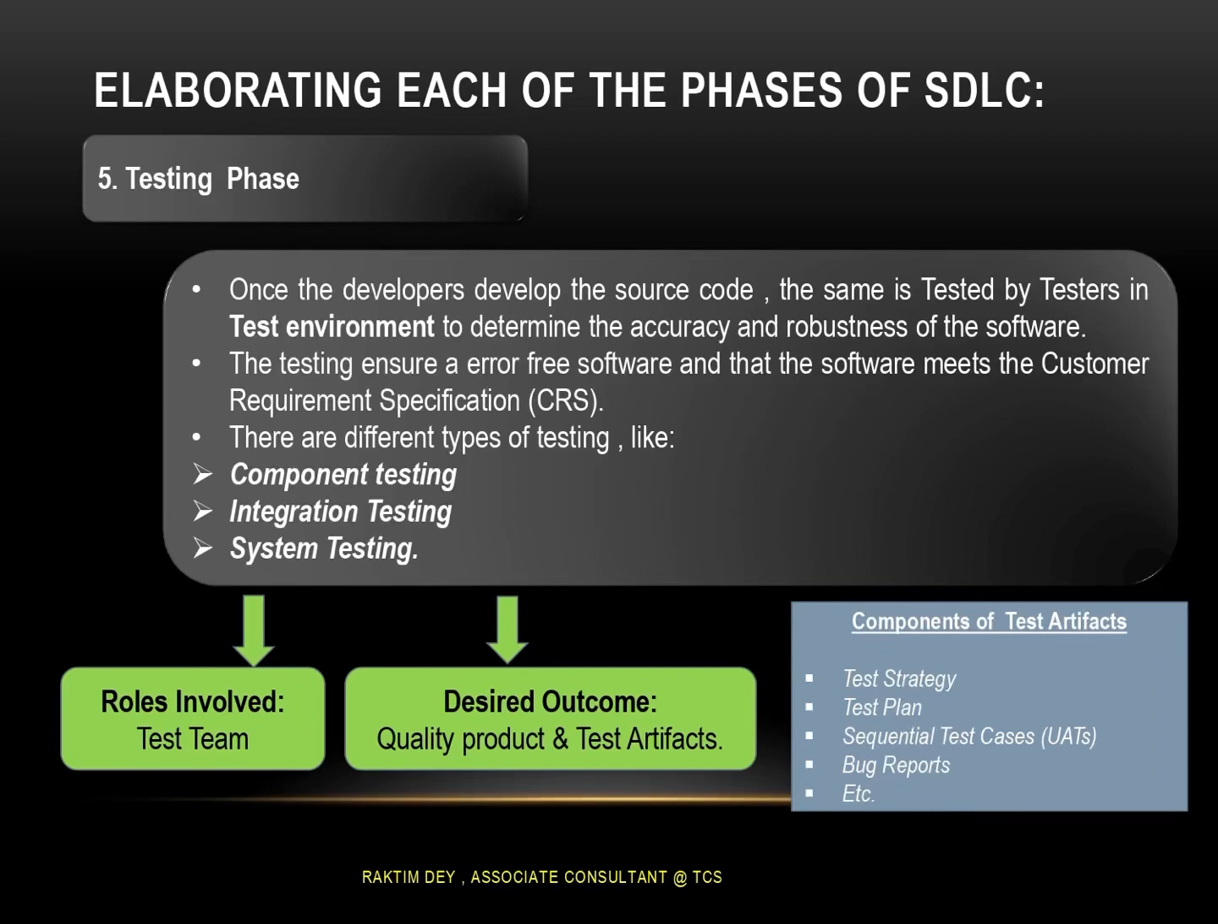Then comes the testing phase. Once the developer develops the source code, it is tested by testers in a test environment to determine the accuracy and robustness of the software. The testing ensures error-free software and that the software meets the customer requirement specification. There are different types of testing like component testing, integration testing, system testing. We'll discuss these testing types on a different slide. The role involved is the test team and the desired outcome is a quality product and test artifacts. These include the test strategy, test plan, test cases, bug reports, etc.